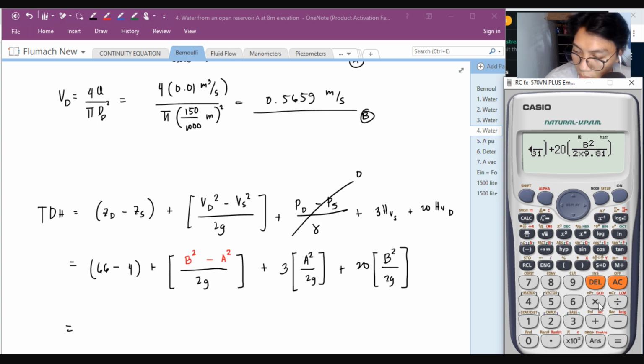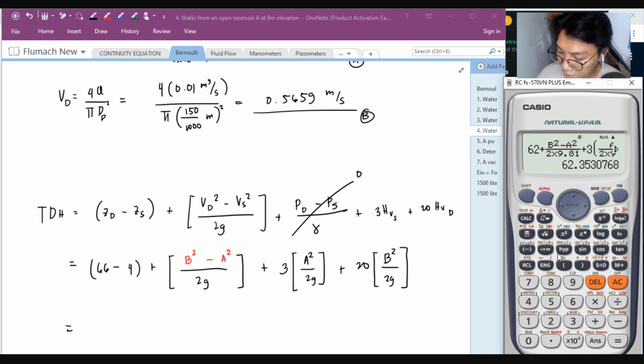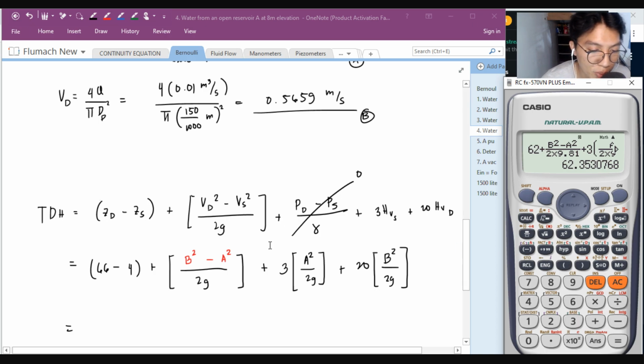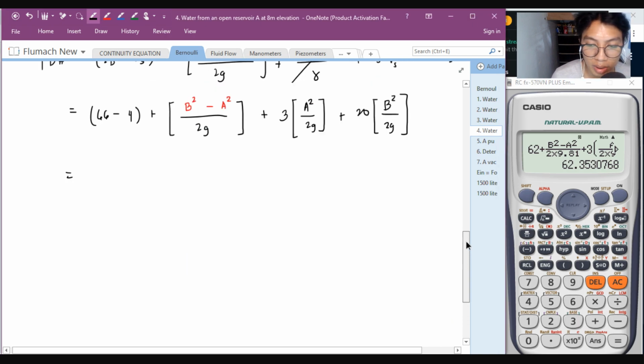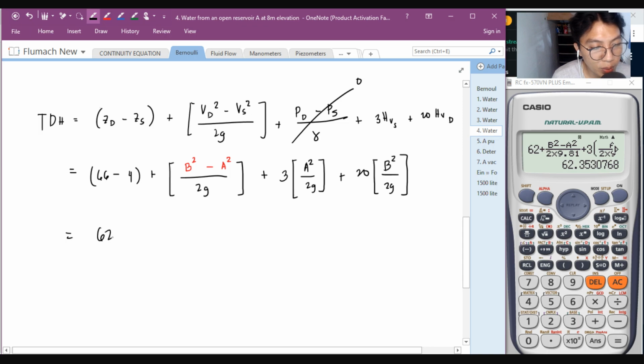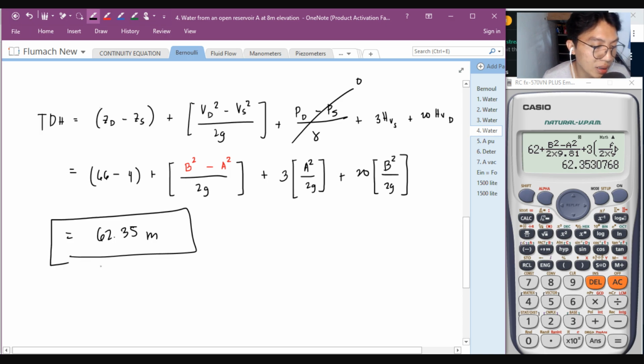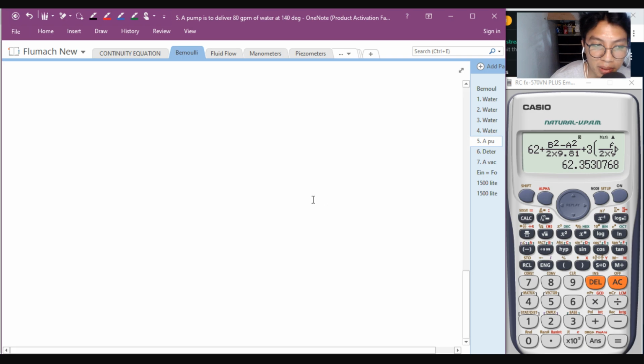The answer will be, check na natin anong answer dyan. The answer is 62.35. Okay. 62. The answer will be 62.35 meters. Very basic. Okay? How about problem number 4? Konti na lang po. Konti na lang.